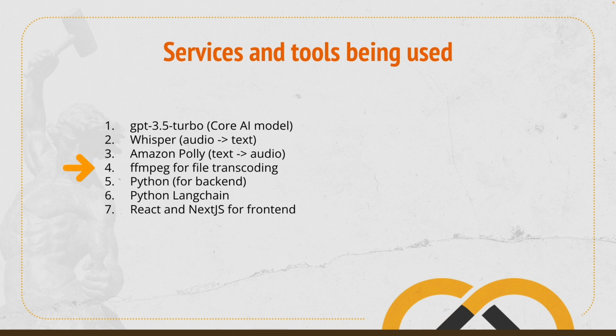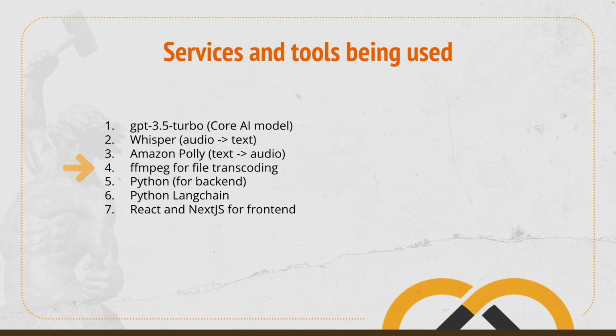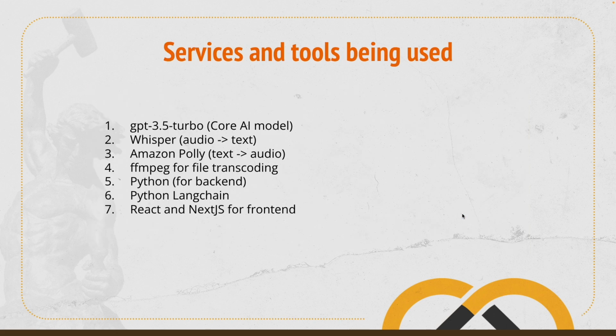The fourth tool that we're going to use is FFmpeg for doing the transcoding. This is required because sometimes when we take the audio file from the user and send it directly to Whisper, depending on the format, Whisper does not recognize the audio file. So in my case, it was required to put in a transcoding stage, basically converting the audio file from the input to some format recognized by Whisper. FFmpeg can do this for us.